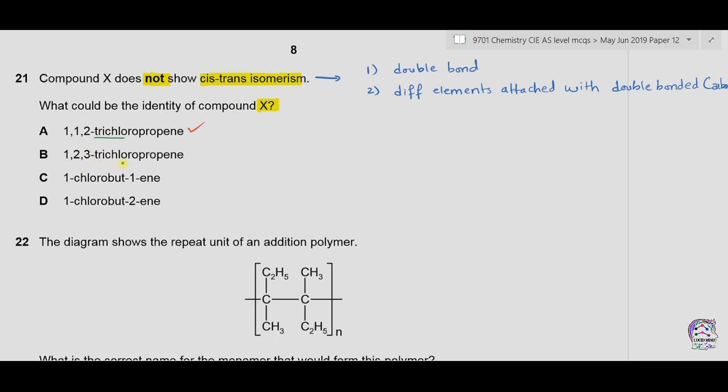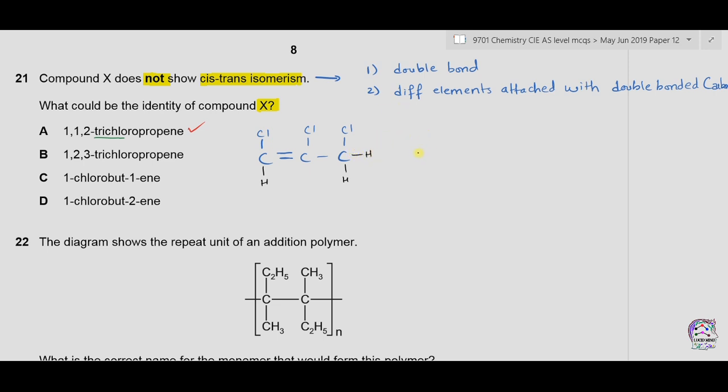Second is 1,2,3-trichloropropene. Again we have 3 carbon atoms for propene, and chlorine atoms are attached with first, second and third carbon respectively. So we have chlorine, chlorine, chlorine, and the double bond could be on either side. Now with the first carbon atom we have 3 bonds, the fourth bond is being formed with hydrogen. On second carbon atom we have 4 bonds, on the third we have 2 hydrogen atoms.